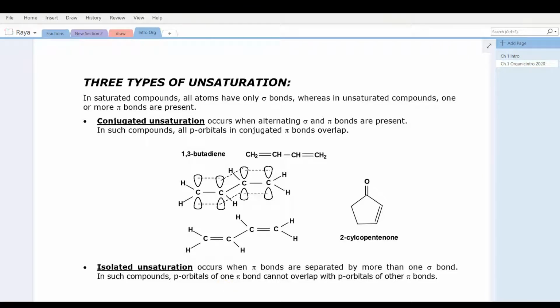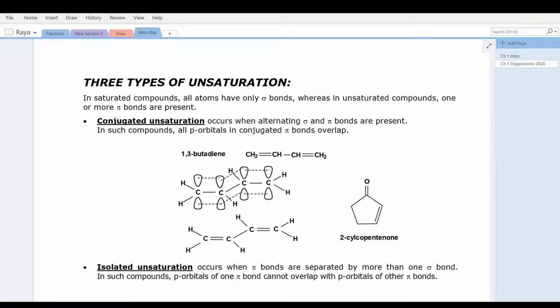Page 21, 3 types of unsaturation. In a previous video, you were introduced to unsaturated hydrocarbons, alkenes, and alkynes. And recall that unsaturation means that compounds have pi bonds to which more atoms can be chemically added. But unsaturation is not restricted to hydrocarbons. For example, this is a ketone. Made of carbon, hydrogen, and oxygen, and it has unsaturation. It has pi bonds in it.